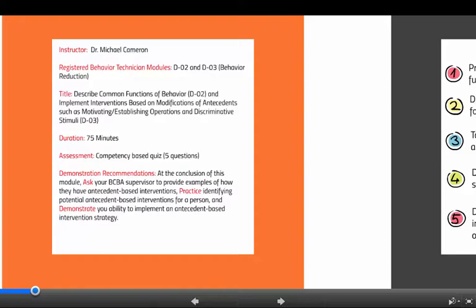This will be interesting for you to hear another clinician talk about how they've solved clinical problems using antecedent-based interventions, and then practice identifying potential antecedent-based interventions for a person, and then demonstrate ultimately your own ability to implement antecedent-based intervention strategies.